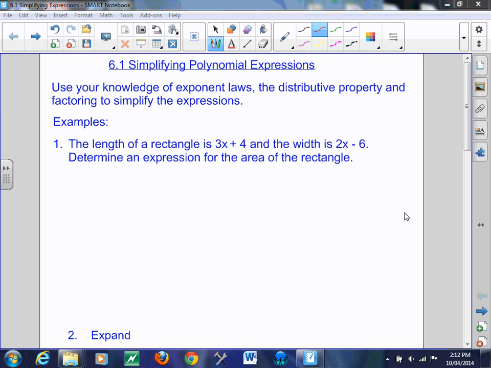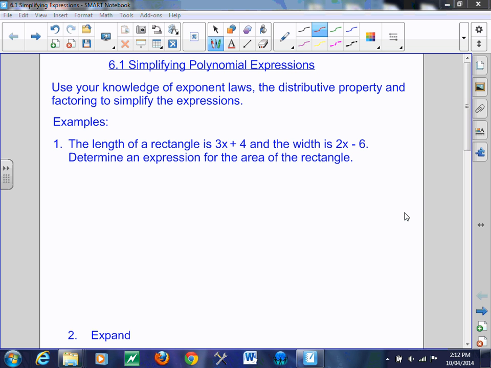Class, and welcome to Unit 6, which is solving polynomial functions. Before we get into solving the polynomial functions, let's just take a minute or two today in our lesson to practice some algebra skills that we should learn from polynomial expressions. So today's task is to use your knowledge of exponent laws, distributive property, and factoring to simplify the expressions.